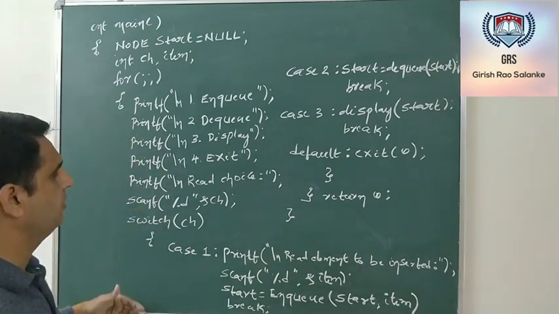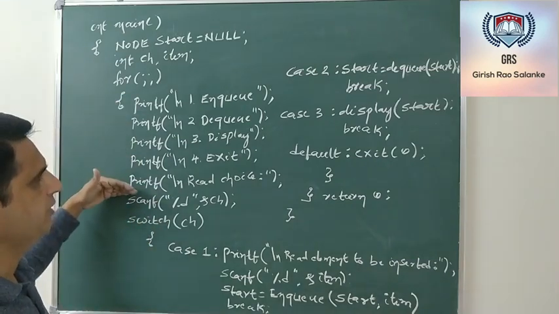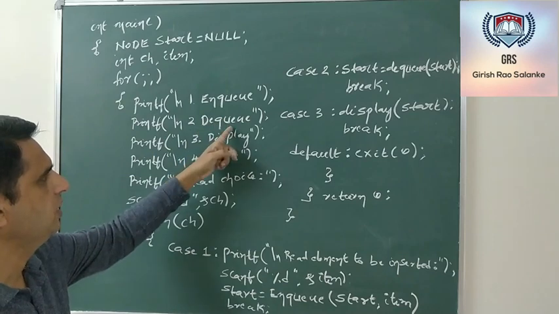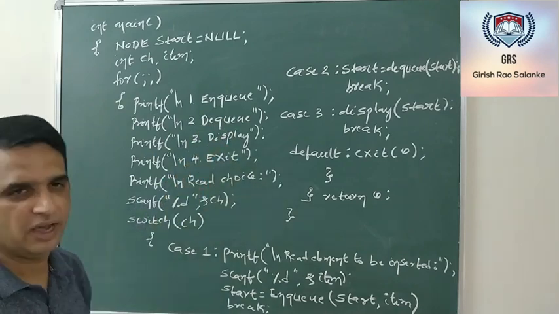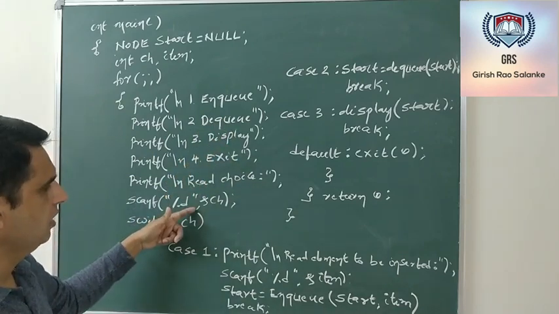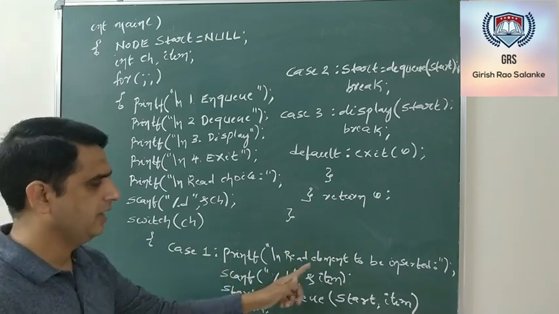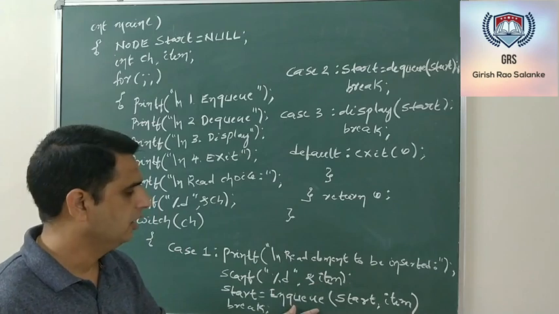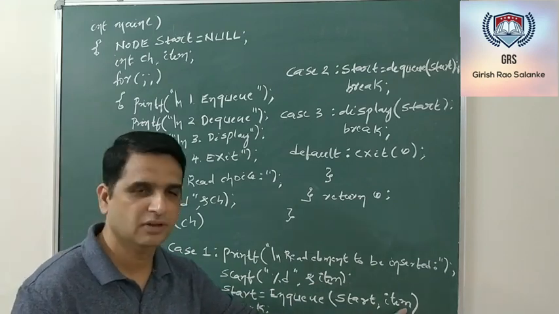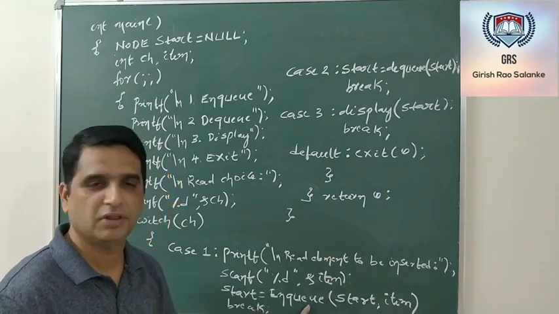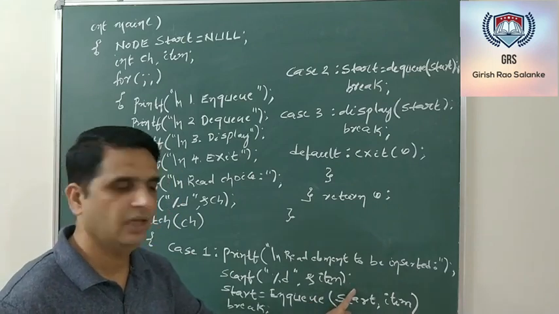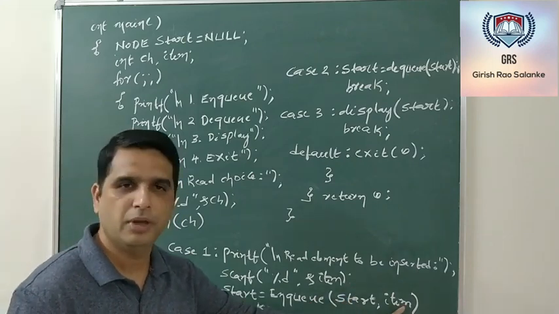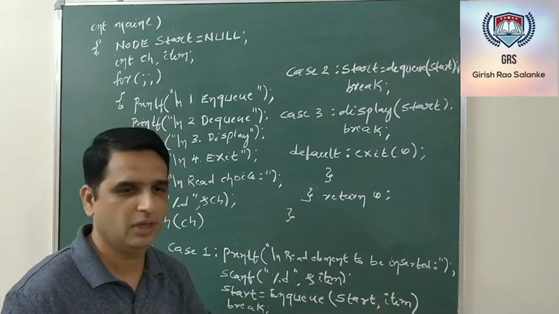As it is a menu driven program, there are a few printf statements: 1 for Enqueue, 2 for Dequeue, 3 for display, and 4 to exit. After that I am reading the choice. Now if my choice is 1, I am reading the element to be inserted onto the queue. After reading the element, I am calling the Enqueue function with 2 arguments. If you remember, the Enqueue function was written with 2 arguments: the reference of the queue and the item to be inserted onto the queue.